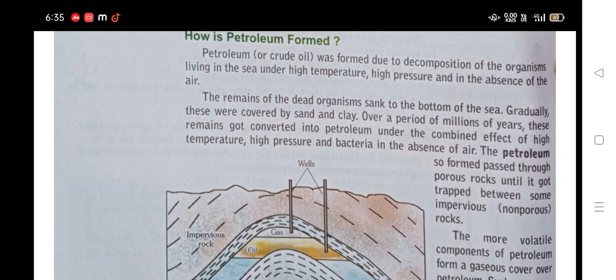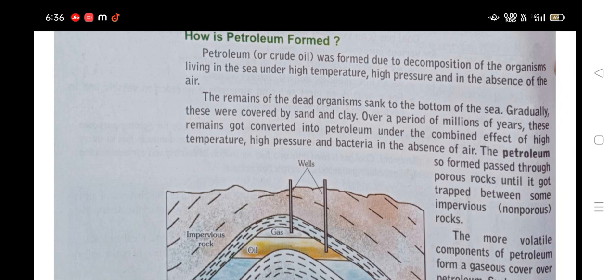The remains of the dead organisms sank to the bottom of the sea. Gradually, these were covered by sand and clay. Over a period of millions of years, these remains got converted into petroleum under the combined effect of high temperature, high pressure, and bacteria in the absence of air.